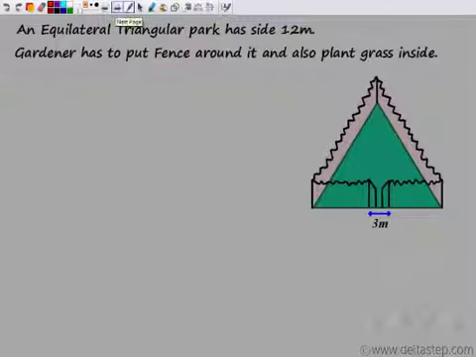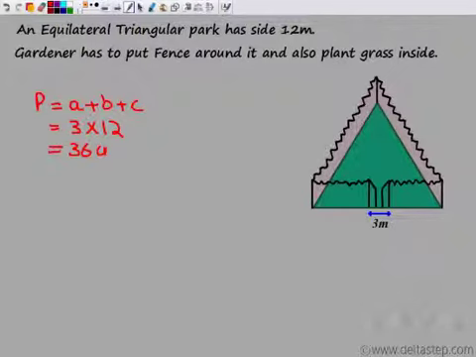So now let's say you have this equilateral garden which has a side of 12. Now you need to find the grass that you need to put inside this and also the fence that you have to put around it. So to find the fence which you need to put around it, you need to find the perimeter. So perimeter is given by A plus B plus C, which is, since it's an equilateral triangle with side 12, 3 times 12, which is 36 meters.